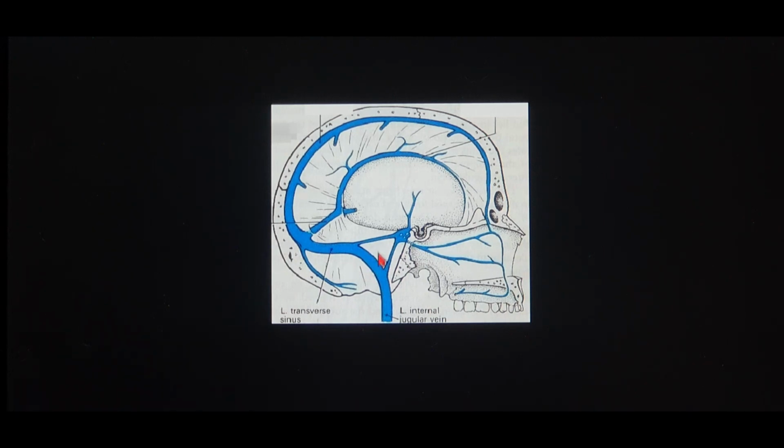So this is the sigmoid sinus over here in the mastoid bone, and the sigmoid sinus gets two connections. You can see over here, this is the superior petrosal sinus, that is the inferior petrosal sinus, and these meet about here in this region and they eventually drain into the internal jugular vein. So this is the anatomy of the dural venous sinuses. I hope this is pretty much clear to you guys now.